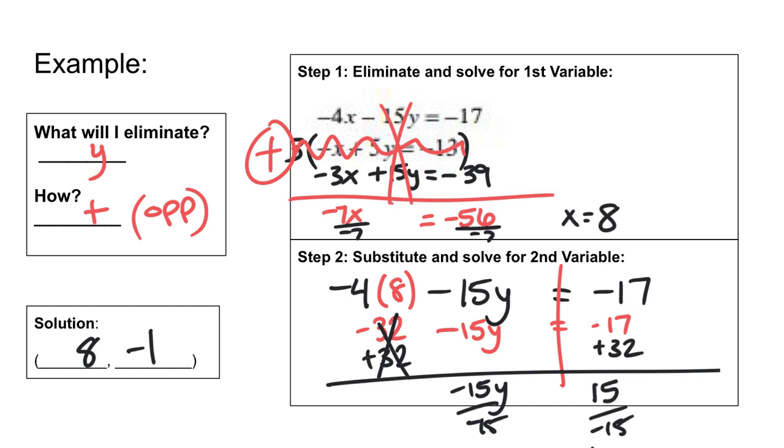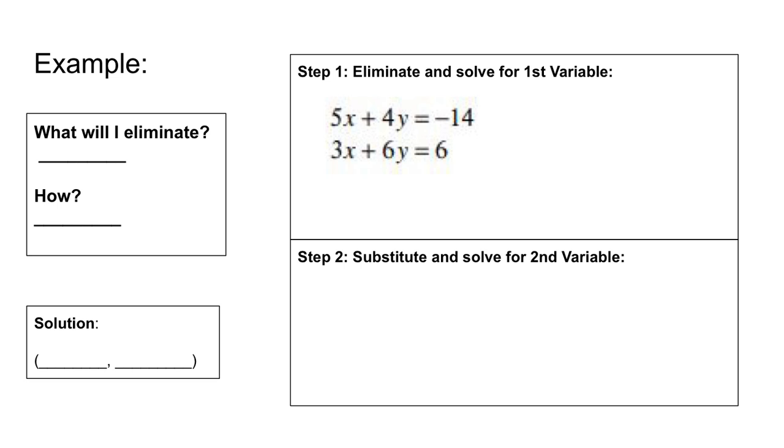All right, take a look at this one. So in this one, we have a 5x and a 3x and a 4 and a 6. None of that can eliminate the way it's written. But also, I can't turn a 3 into a 5 by multiplication, not by a whole number anyway. I can't turn a 4 into a 6 by multiplication by a whole number.